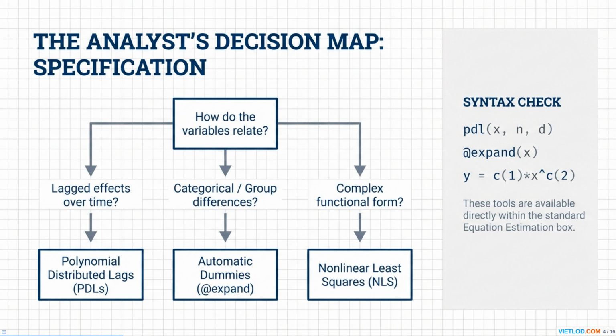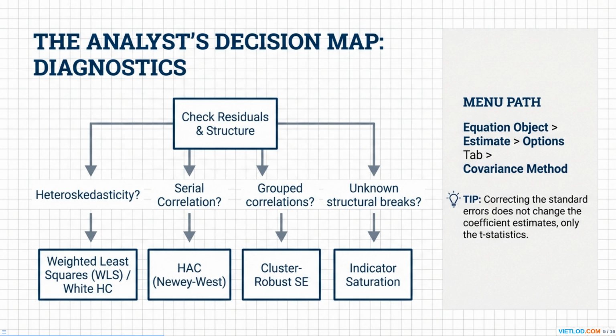Third, when relationships are inherently nonlinear in their parameters, such as a production function, Nonlinear Least Squares, or NLS, provides the direct estimation method for these complex functional forms. These powerful specification tools, with their corresponding syntax like PDL of x, n, and d, @expand of x, and y equals c1 times x to the c2, are all integrated within EViews' standard equation estimation box. Once we've specified our model using these methods, our next step is to diagnose its residuals for any remaining issues.